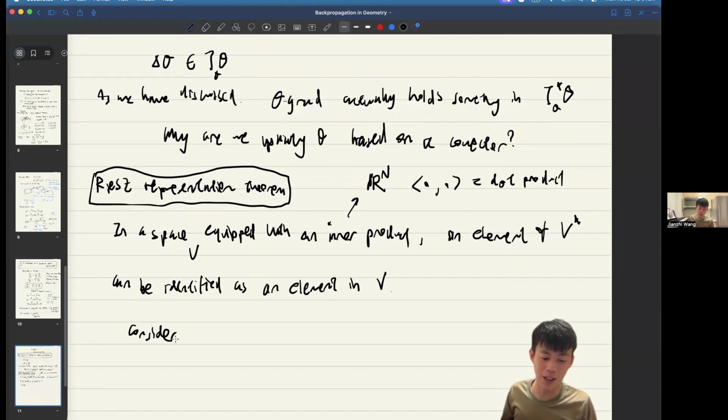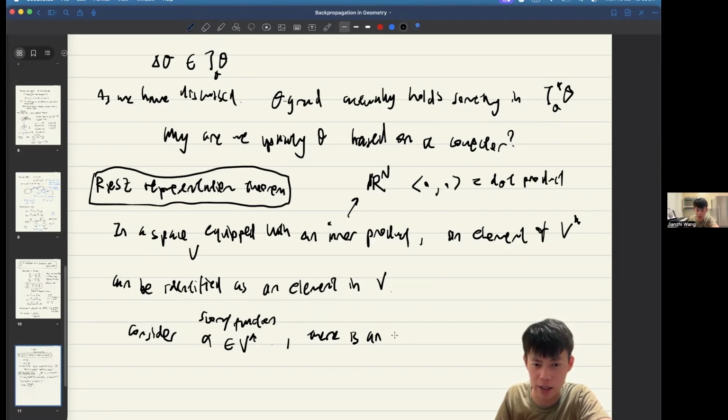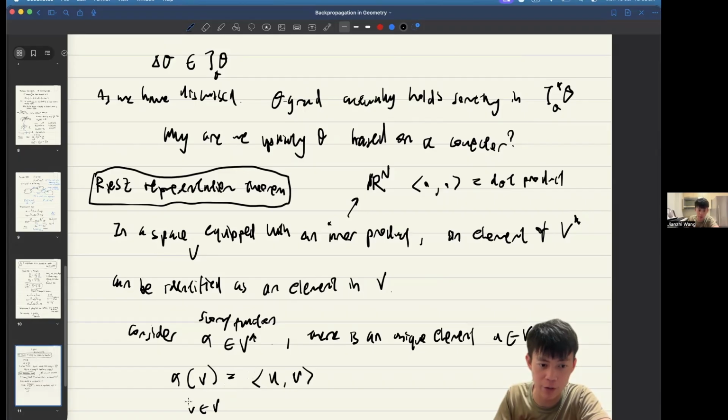An element in V star. So again, we should think about it as a scoring function, right? So consider a scoring function alpha that scores candidates in V, right? So alpha is in V star. There is an unique element U in V such that alpha evaluated on V is equal to the inner product of U and V for all V in V. So it is saying we can sort of mimic the scoring function alpha with an element in the original space V, right? It is just taking in the first slot in the inner product operation.